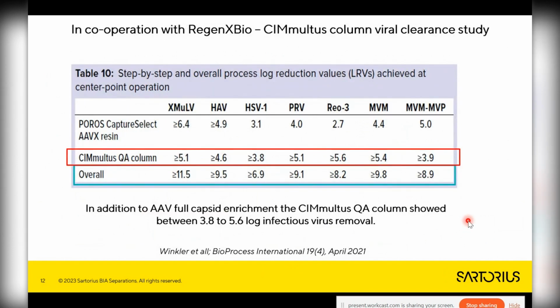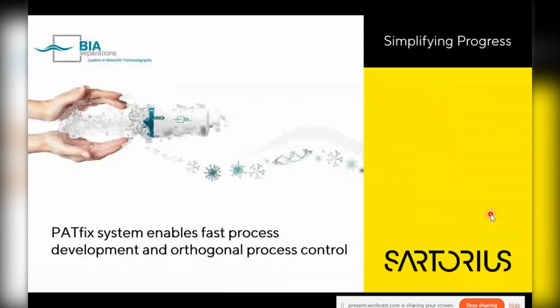Nowadays, it is also maybe important to show infectious virus removal. We performed some study together with Regenxbio. It was published in Process International 2 years ago. So the QA column not only separates or enriches the full, but also takes away infectious virus particles by 2, 3, 4, 5 logs. And also you can remove 2 to 3 logs of endotoxins with this final polishing step.